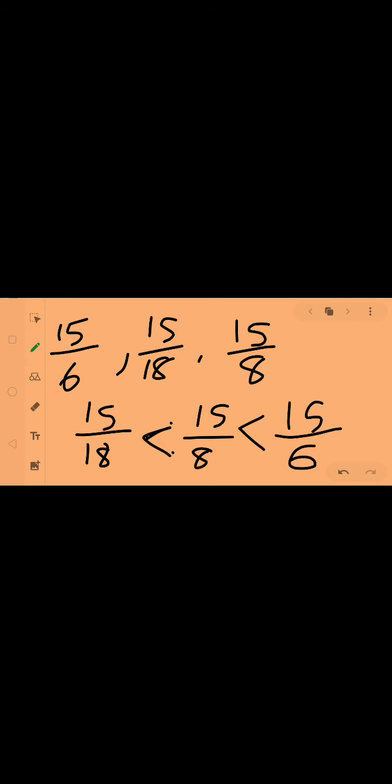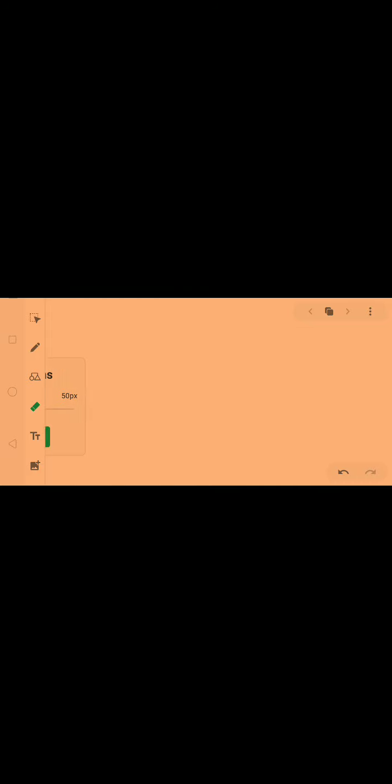Next we are going to discuss the comparison of unlike fractions where both the numerator and denominator are different. Let's start this. Let's take two fractions, say 5 by 8 and 3 by 6.